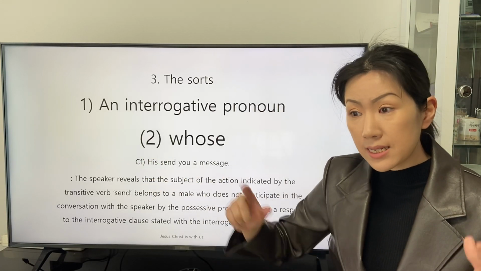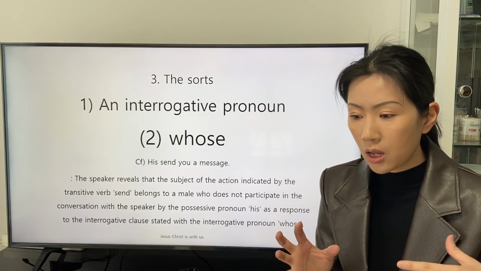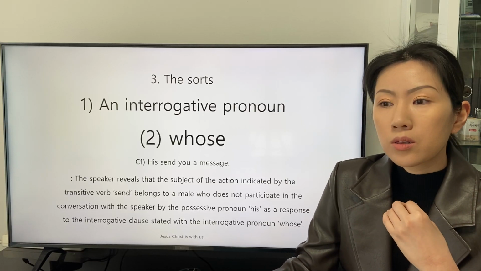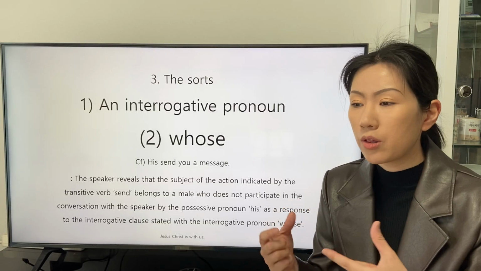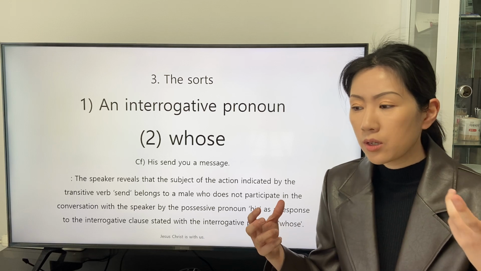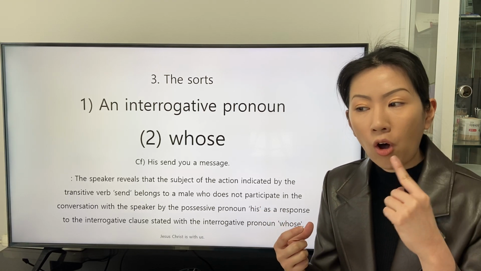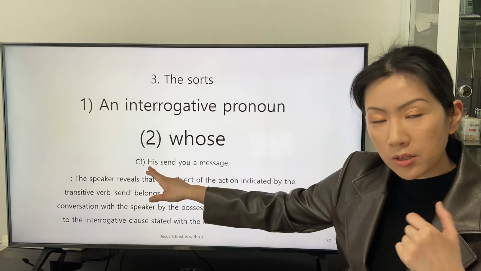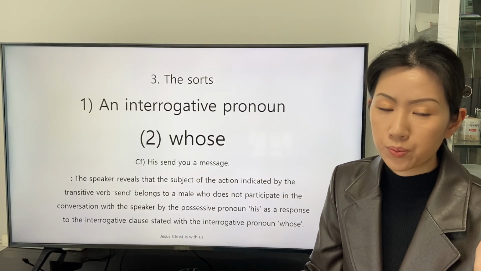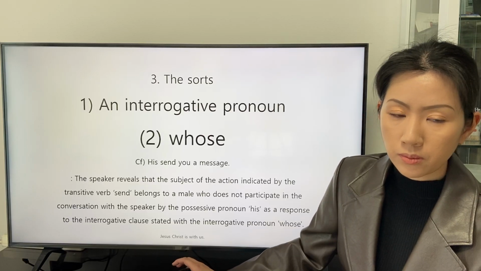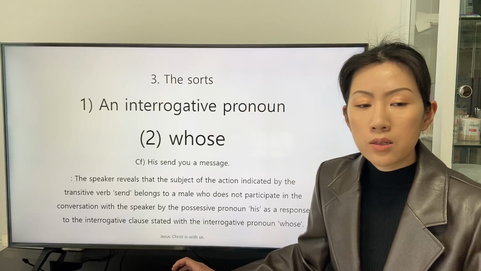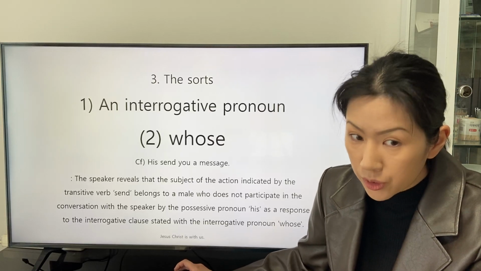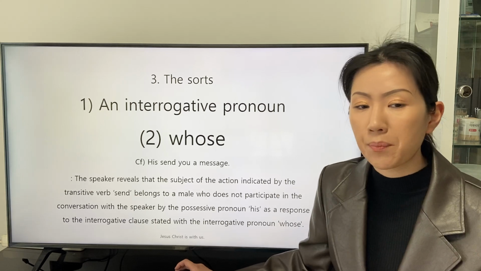The possessive pronoun his indicates the subject and reveals the information about the owner, so we can understand who the subject belongs to. The speaker reveals that the subject of the action indicated by the transitive verb send belongs to a male who does not participate in the conversation with the speaker, by the possessive pronoun his.